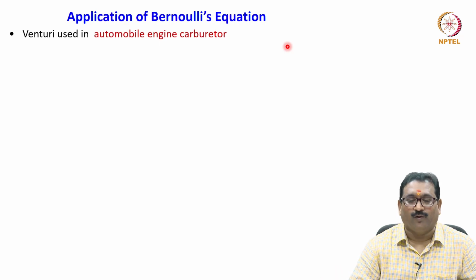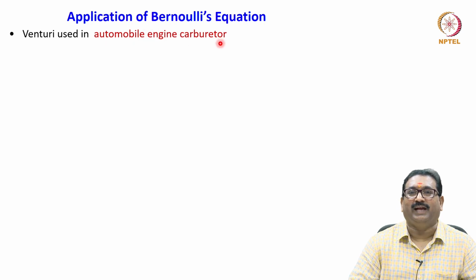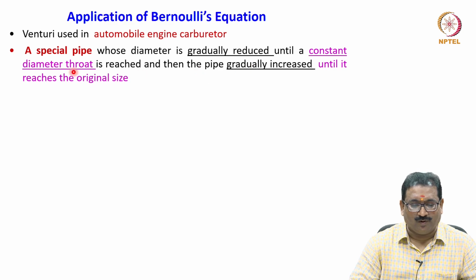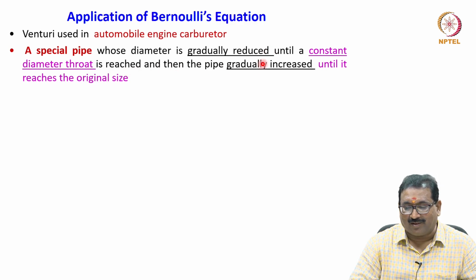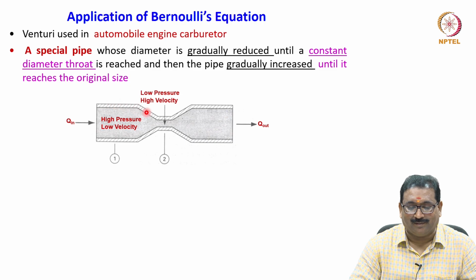As we know, the Venturi is a device used in the automobile engine carburetor. Correct? What is this Venturi? A special pipe whose diameter is gradually reduced until a constant diameter throat is reached, and then the pipe is gradually increased until it reaches the original size. Meaning, friend, you will see here how the pipe is reduced to reach the throat, and then again increased to get the original diameter. The figure I have shown here is the Venturi.